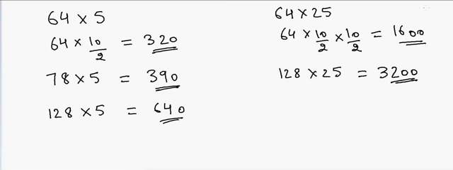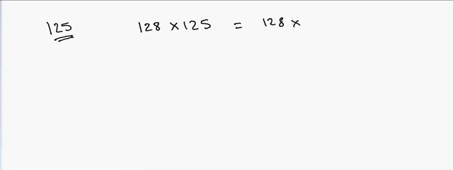Again, let's go to one more trick. If we have to multiply by 125, how do I multiply by 125? I'll take an example: 128, I want to multiply by 125, then that can be written as 128 into 10 by 2 into 10 by 2 into 10 by 2. So we have to divide 128 by 2 three times, or we can divide it by 8.